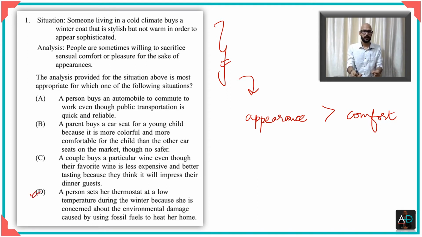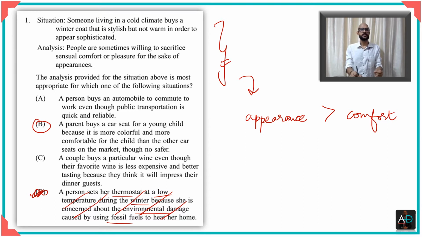Have a look at it. It talks about a person who sets the thermostat at low temperature during winter because of environmental damage and fossil fuels. So as you can see, this talks of several extraneous things. It is unconnected and irrelevant, and therefore I will eliminate this option. Alright, let's look at another not so right option. Okay, so let me just clarify that D is not the answer. Let's look at option B.